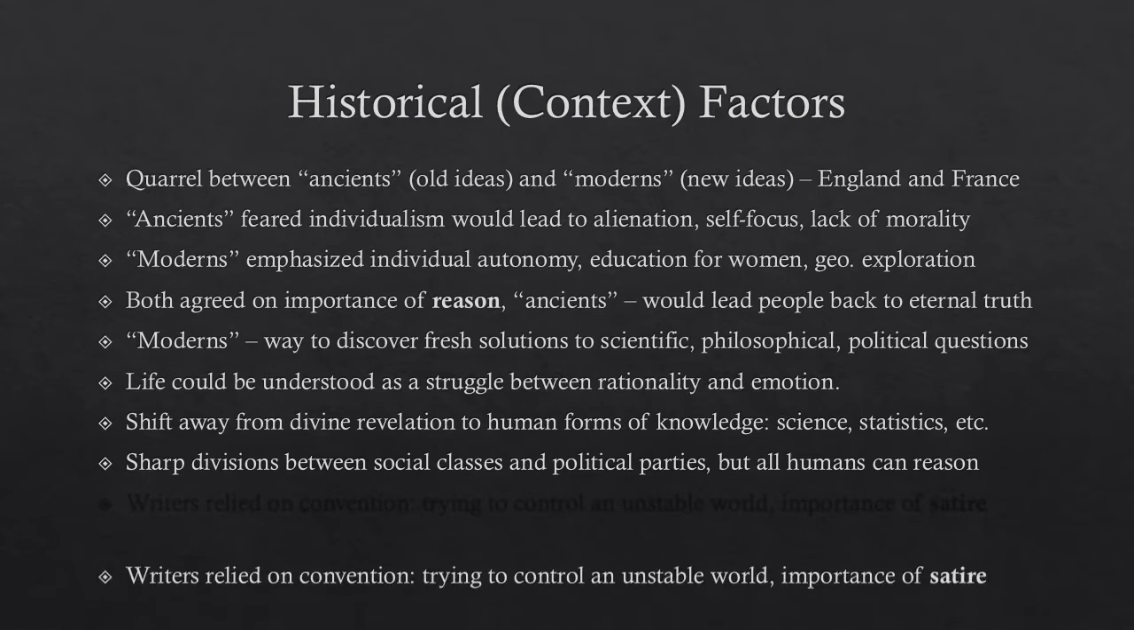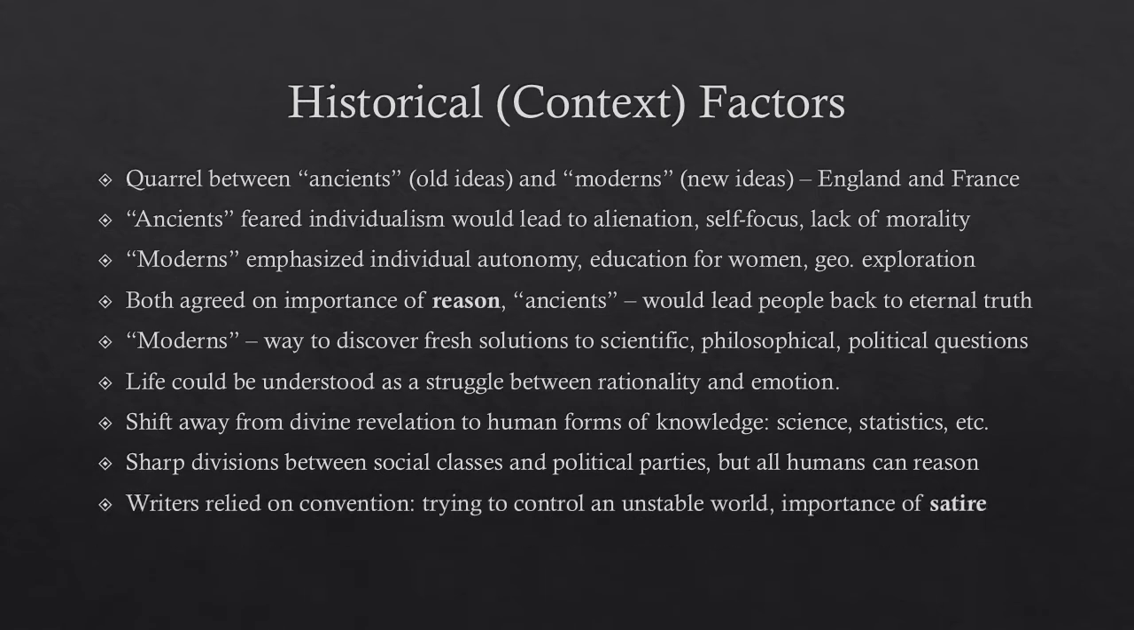Finally, the last point I want to make about the Enlightenment comes back to that idea of reason versus emotion and the undercurrent of emotion during this age of reason. Writers relied on convention. They really relied on strict traditional literary forms during this time because they saw the world as unstable and believed they could control it through their writing.